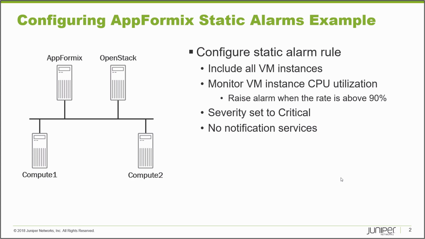We want to configure a static alarm rule with the following criteria. We want to include all VM instances, so we're going to be monitoring all of the instances in the fabric or the cluster. What we want to monitor for is high CPU utilization, and we want to raise an alarm when the CPU utilization rate is above 90%. We're going to set that severity to critical. We're not going to have any sort of notification services involved. With that, let's jump right to the AppFormix GUI and get started.